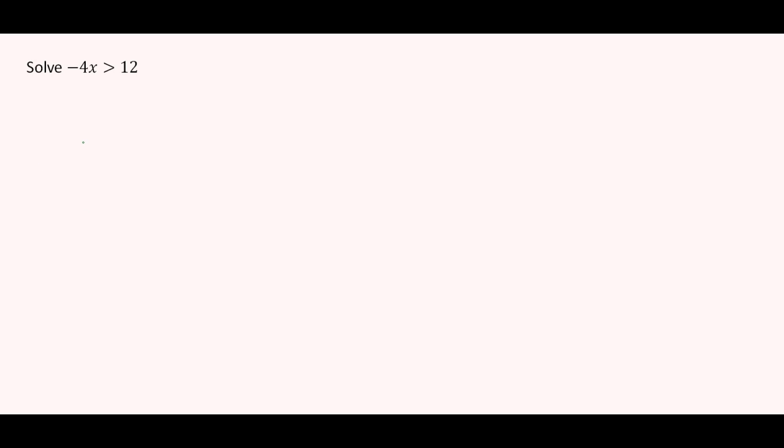Let's try some examples. So we're going to solve this. The variable and constant are already isolated. So let's write this out. Negative 4x is greater than 12. So now we're going to divide by negative 4, divide both sides by negative 4. So we have x here and we have negative 3. But because we're dividing by a negative number, we have to reverse the inequality. That's exactly what we're trying to say.